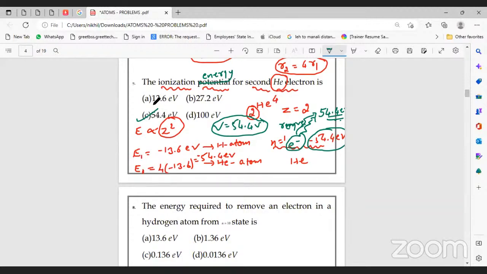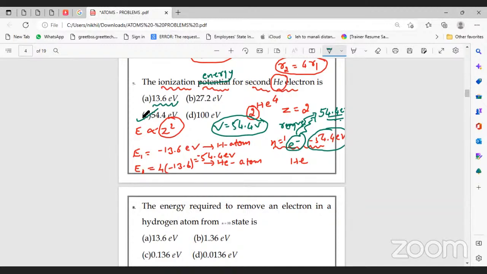Suddenly don't go with 13.6 electron volt, students, because you may feel that 13.6 will be the answer. But 13.6 electron volt will be the answer for the hydrogen atom, not for helium. So you have to calculate the energy for helium by multiplying by the Z squared value. Got it?